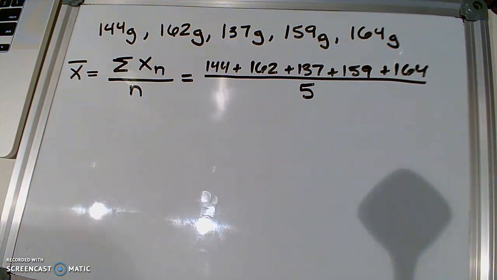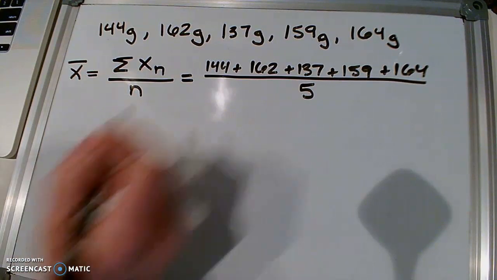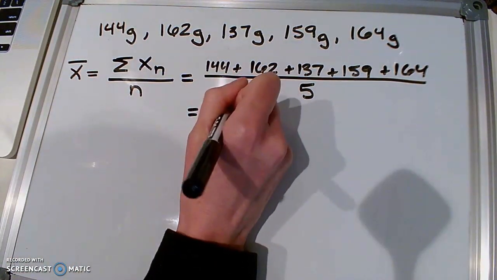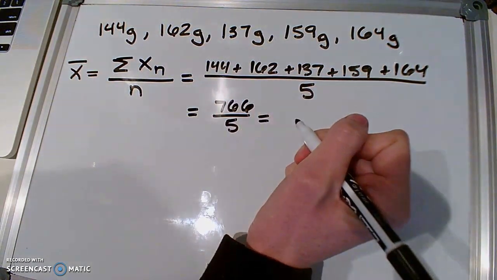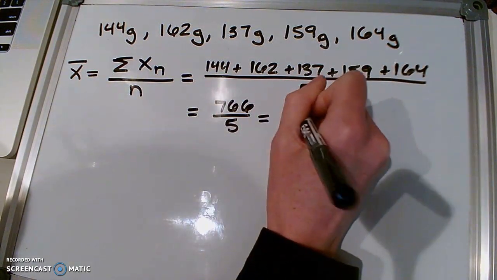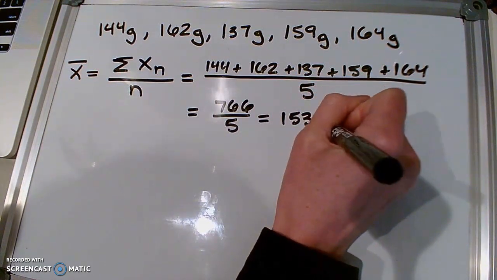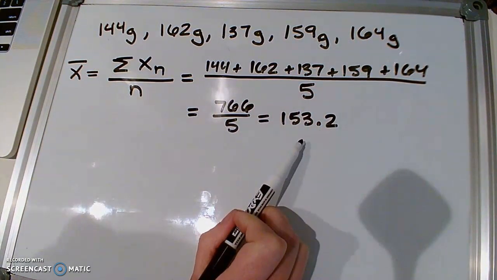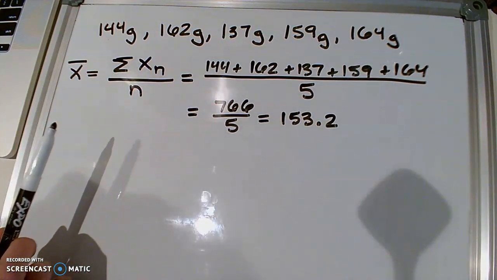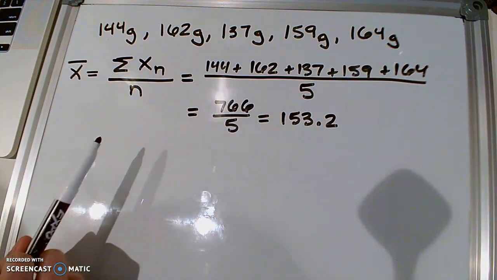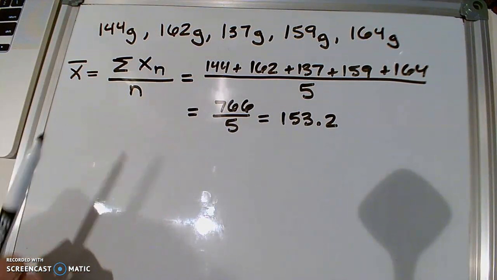Okay, so if we plug that into our calculator, that ends up being 766 divided by 5, which equals 153.2. So that is the average of these five values. Now, some of you might start thinking about sig figs at this point. We will get to that.